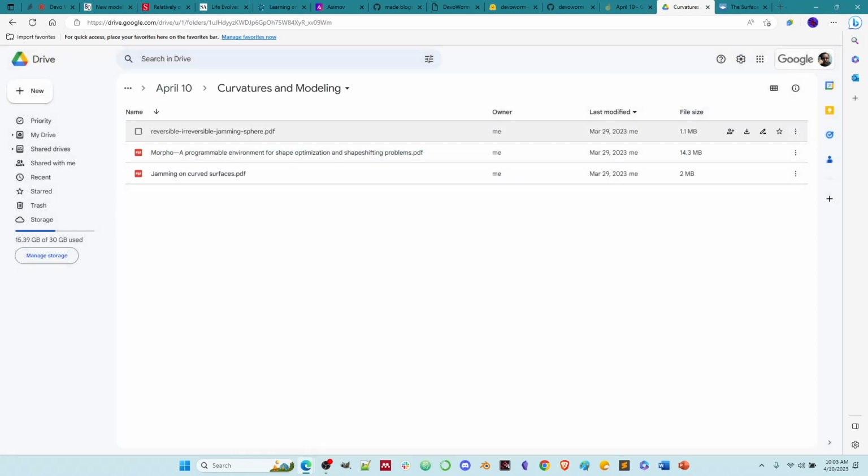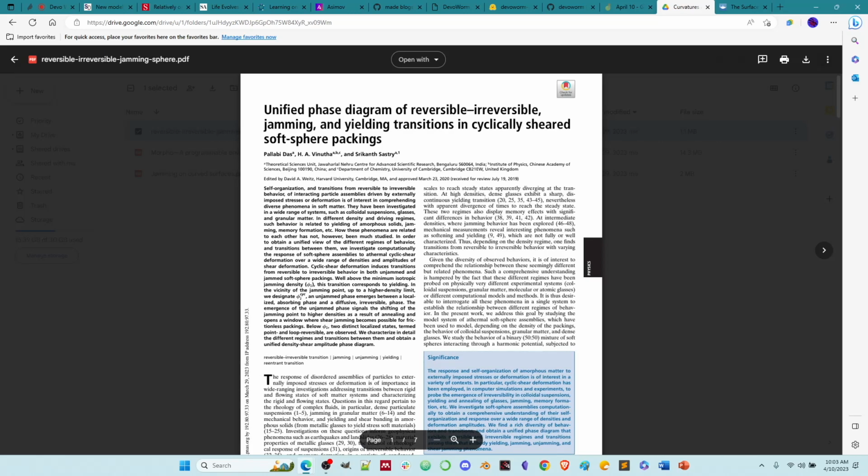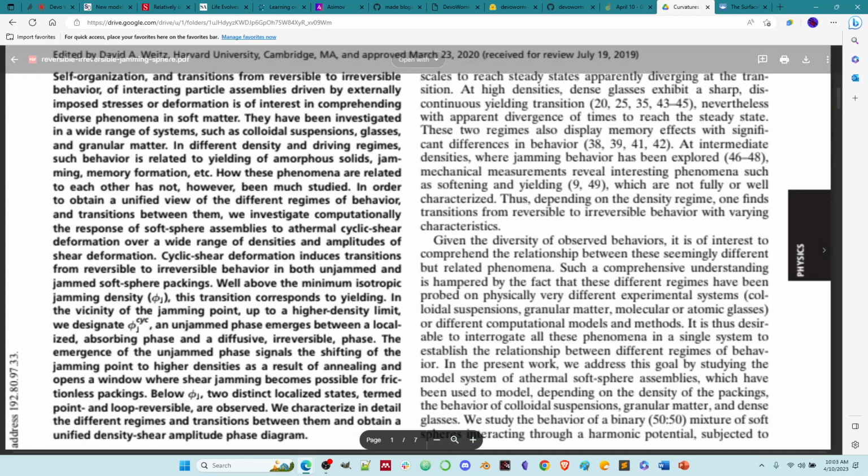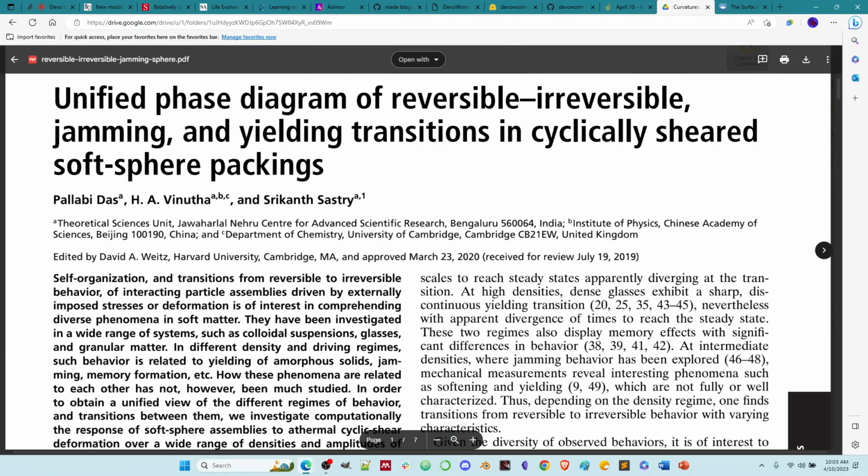So there are two other papers. There's this one: unified phase diagram of reversible, irreversible jamming and yielding transitions in cyclically sheared soft sphere packings. So this is a paper on surfaces and phase transitions, which we know in development and in soft materials, we have these jamming phase transitions where you have a bunch of particles moving through a space, and when you pack them tightly enough, at some density, they undergo this jamming transition where they go from free-flowing to sort of jammed into place. So they stop moving, and this is a phase transition, so it's a quick transition from moving to immobile.